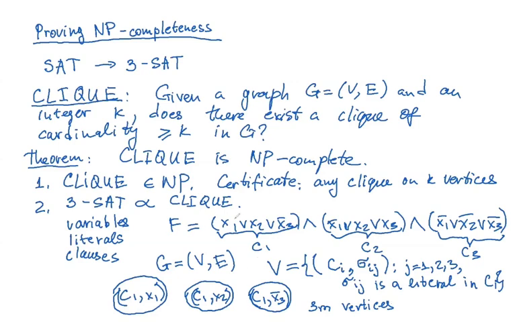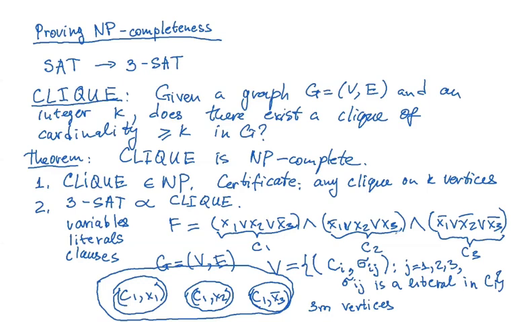For each clause that we have, we don't have any edges between these three vertices. So this essentially will be an independent set on three vertices. But then for vertices between two clauses, we will actually need to figure out how we connect them.